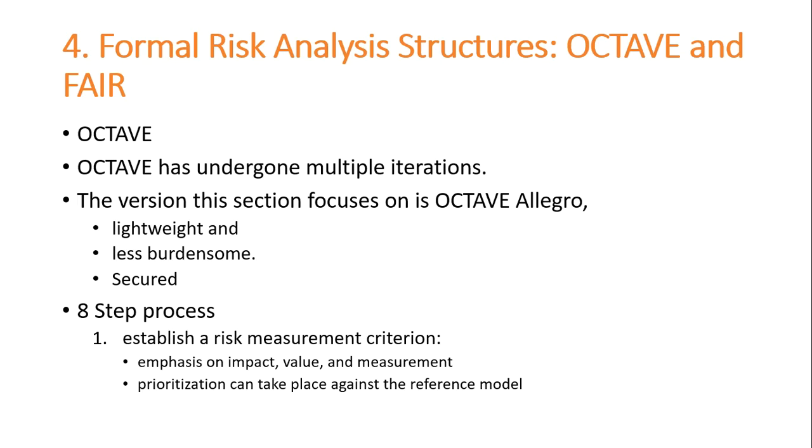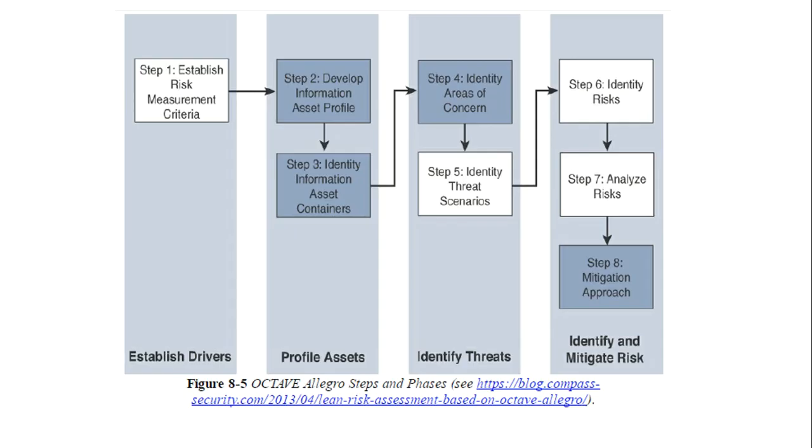Impact means how much this risk is going to affect my system. Based on the impact, you can measure the risk and list out the different types of criteria to analyze the risk. After analyzing and identifying certain risks, you should prioritize which risk should be mitigated first. You are going to take some reference model and try to evaluate the different types of risk. The first step is to establish the risk measurement criteria.